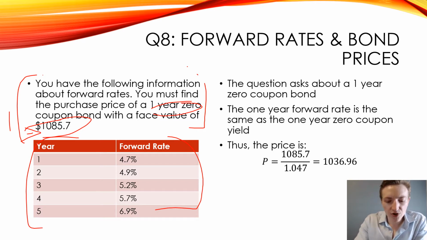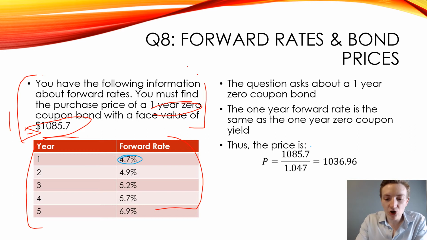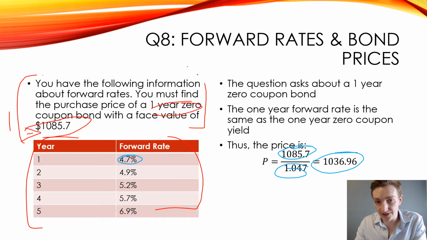Now what you will notice about this is, when you've got a 1 year zero, the 1 year forward rate is equal to the yield to maturity on the 1 year zero coupon bond. So we can just read off 4.7% here. So to get our price, it will be our face value, discounted back 1 year, which equals $1,036.96.